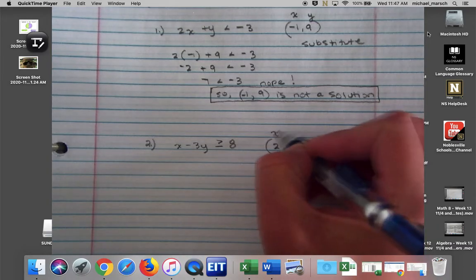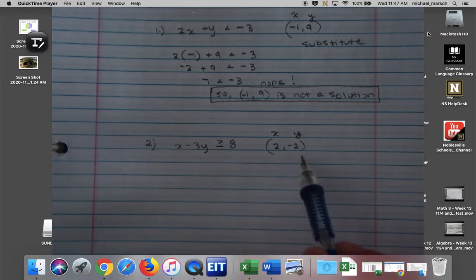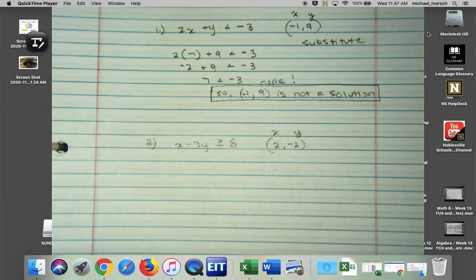Okay, so again, I'm going to substitute the x for the x, the y for the y. See what happens? All of a sudden the sun goes away and then I can't see my paper. I know. It'll adjust. Give it a second.